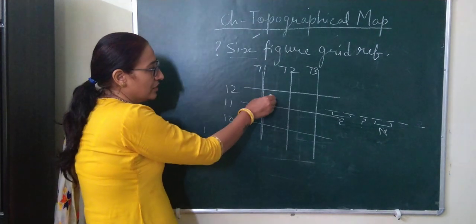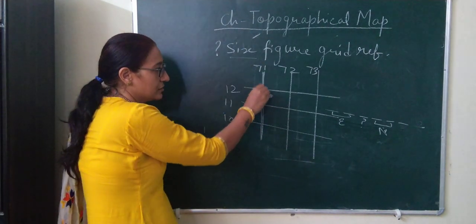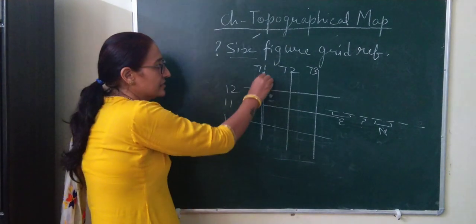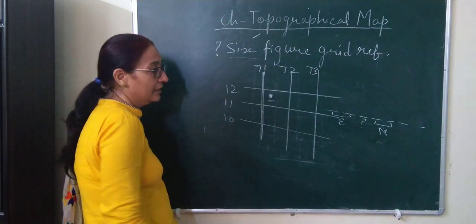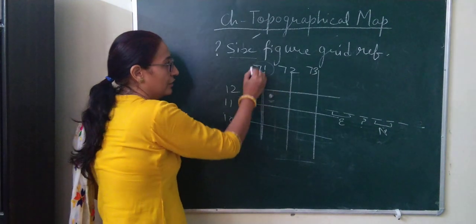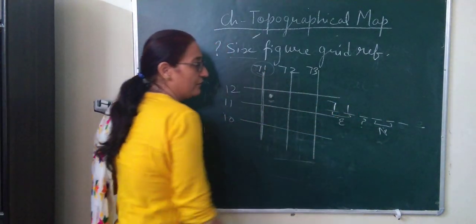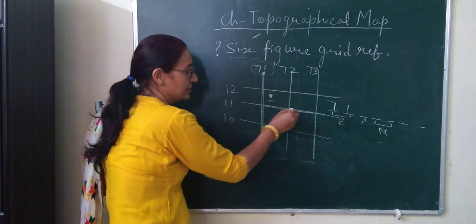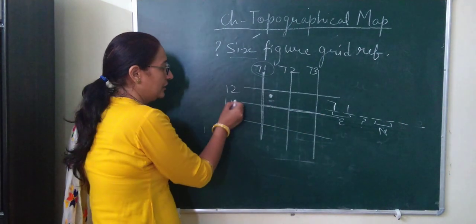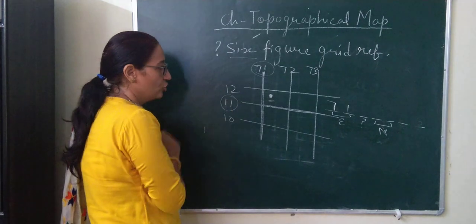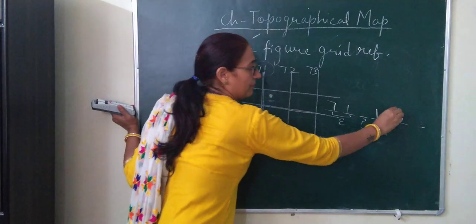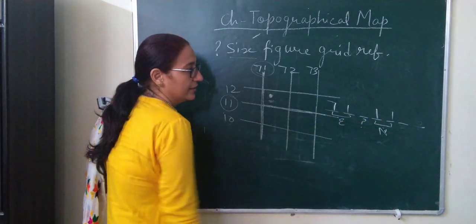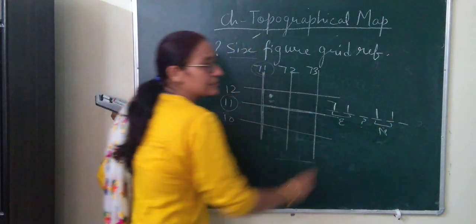So what will be the 4-figure grid reference of this well? We have to check the west side easting line of the symbol indicated with 71. 71 will come here, and the bottom line of this symbol indicated with 11, this line is northing, so 11 will come here. Now we have to fill this 3rd and 6th gap.